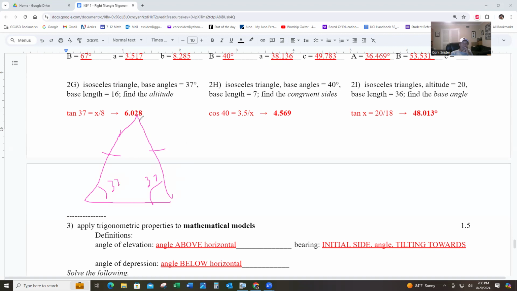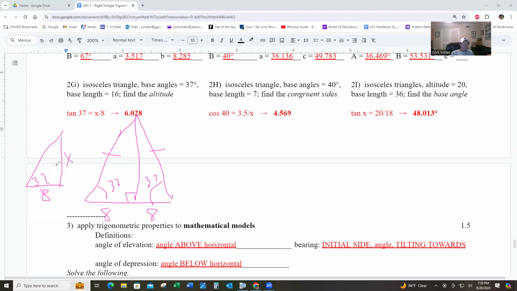Okay. They want the altitude. The altitude is a drop on 90 degree right there. Okay. So what you have, you can see it right here. Oh, by the way, the base length is 16, meaning half of it's 8. Both halves are 8. So you can see what you really have here is a right triangle. I'll redraw it. That's 8. That's 37. And we're looking for X right there, the altitude.